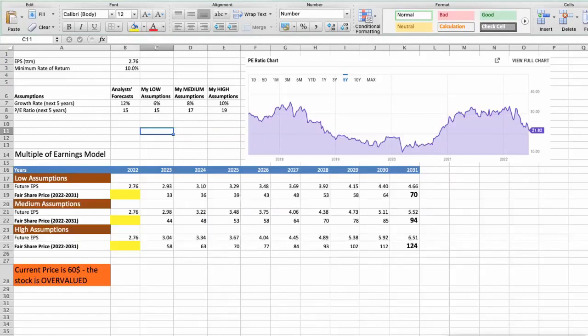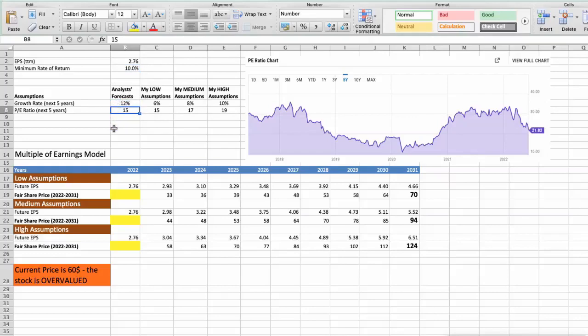Second model. Valuation based on earnings per share. This spreadsheet contains another financial data that we will use for the stock valuation. The current earnings per share for Charles Schwab is 2.76. Minimum rate of return. I will use 10%. Because when we invest in individual companies, we are looking for a higher return than the S&P 500. For Charles Schwab, analysts forecast growth rate around 12% per year in next 5 years, and future PE around 15.